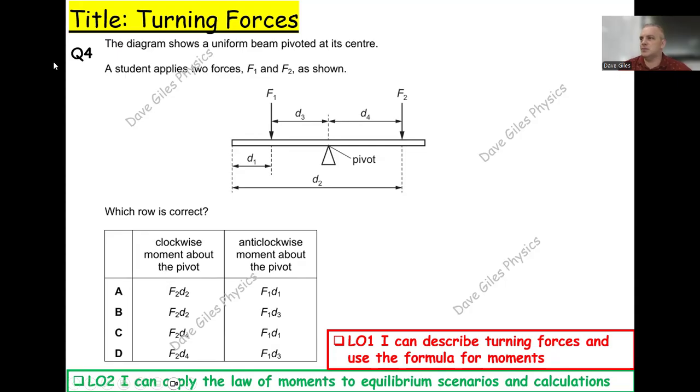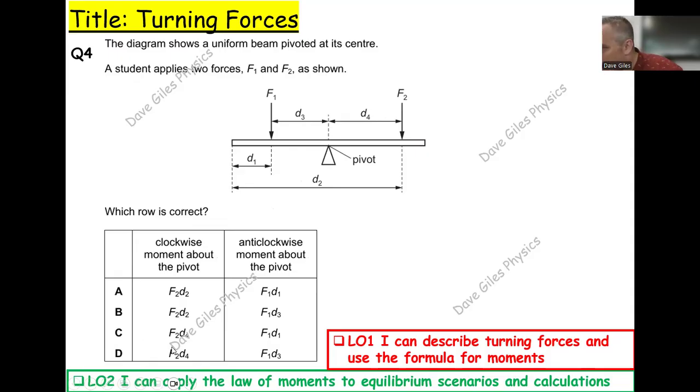And last question. The diagram shows a uniform beam pivoted at its center. A student applies 2 forces, F1 and F2, as shown. Which row is correct? So the first one, we'll start from the top. The clockwise moment. So the clockwise will be going this way. F2, D2. No, because it's not from the pivot, so it's not that. Clockwise moment F2, D2. We can rule that one out as well.